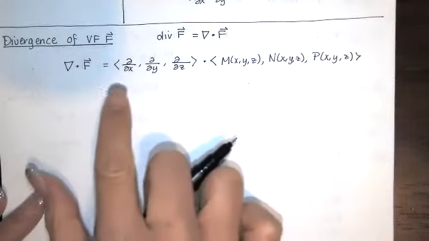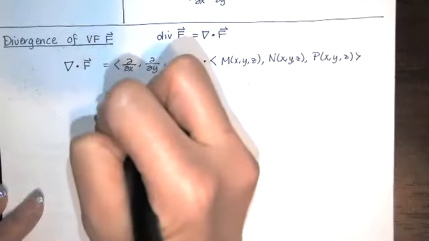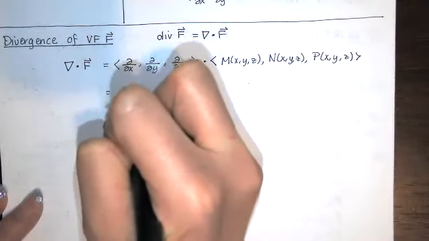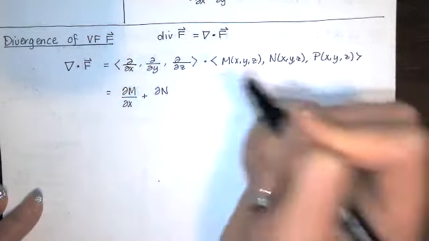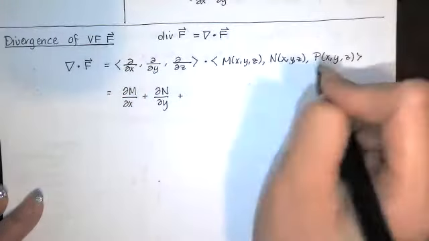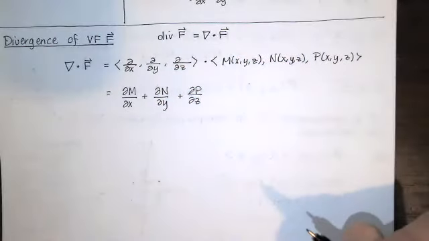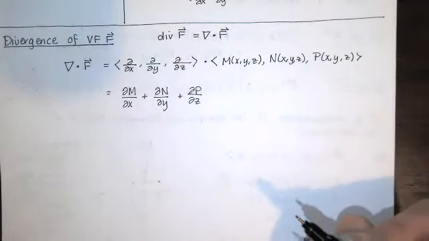This time, instead of multiplying, I'm going to operate and add. So I'm going to take the partial with respect to X of M, and then we add the partial with respect to Y of N, and then we add the partial with respect to Z of P. And that gives us divergence.